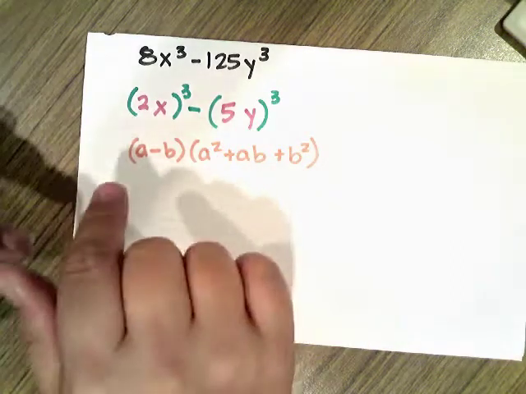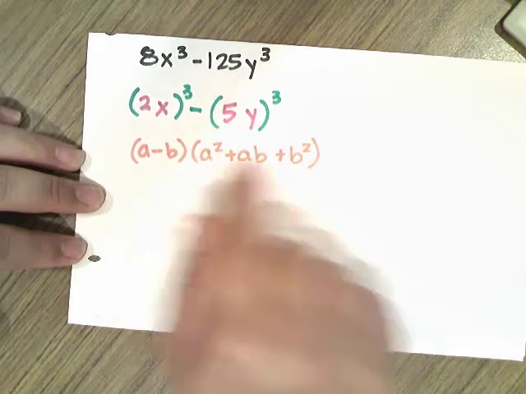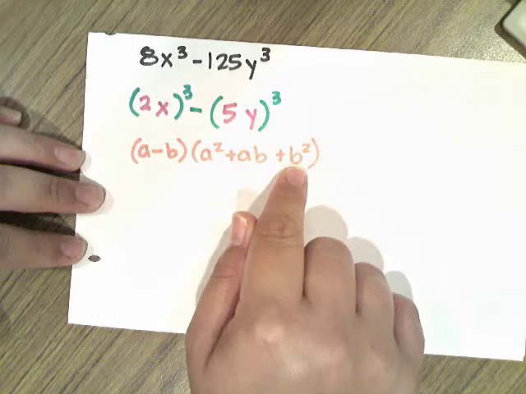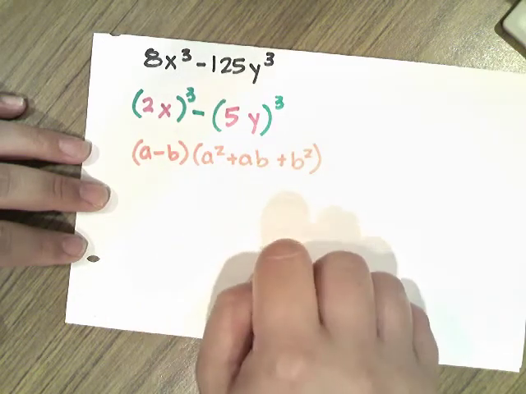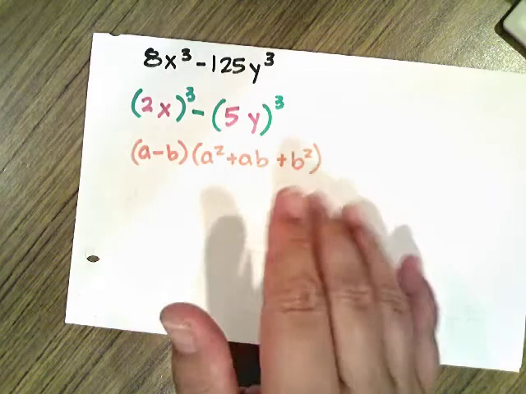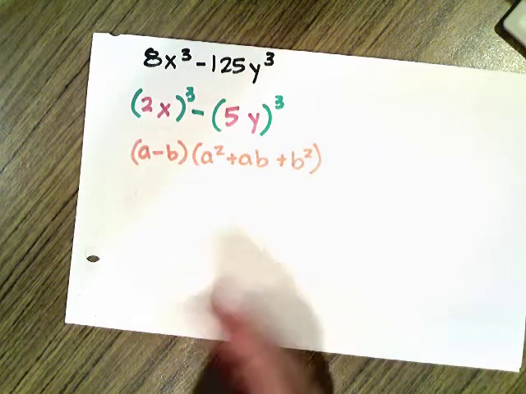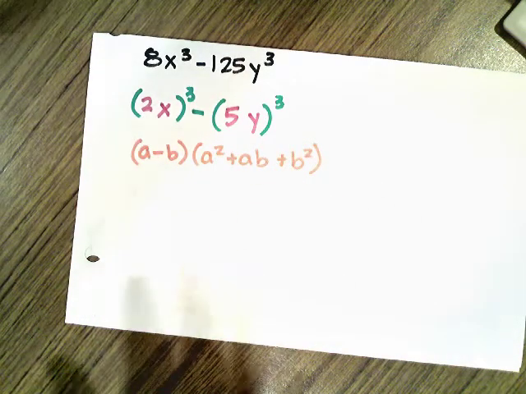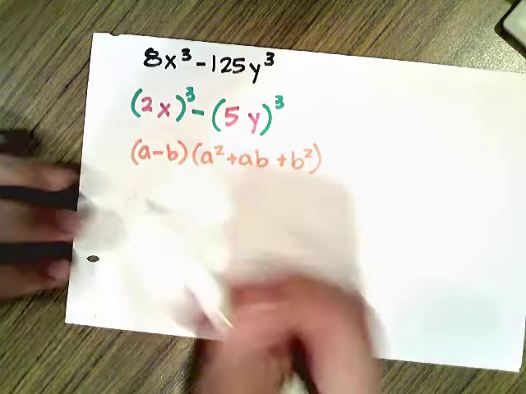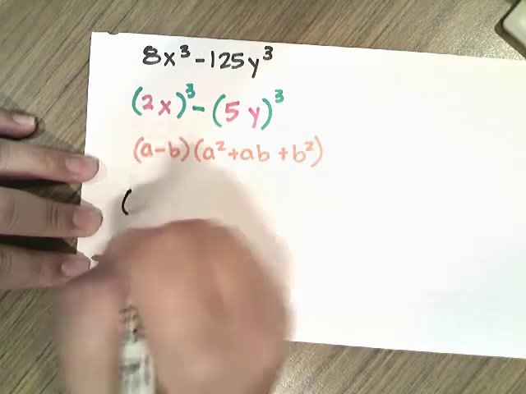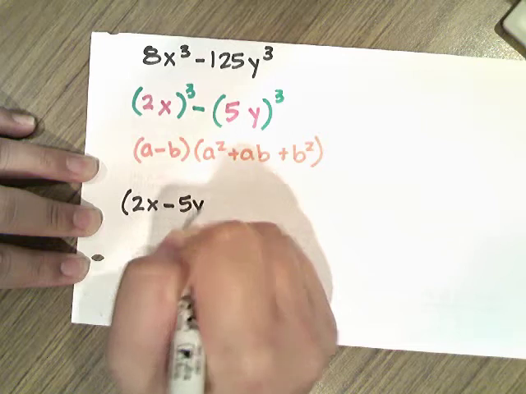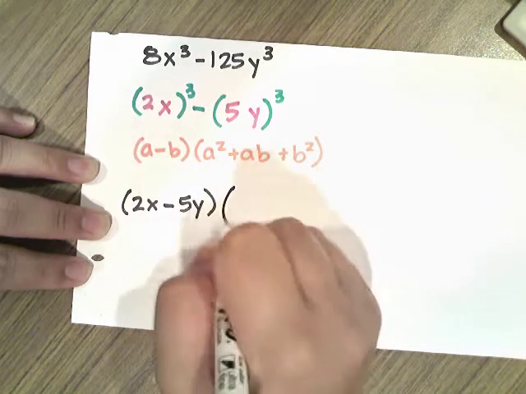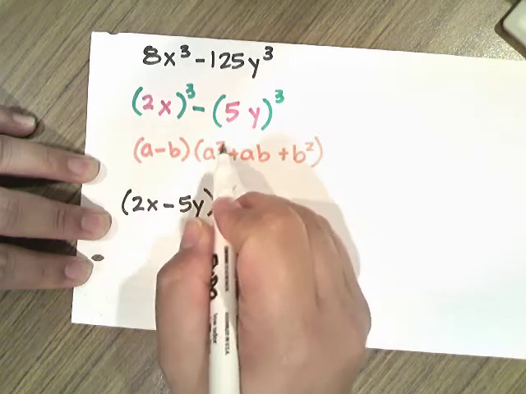And we have to be really careful with this when we get the a squared and the b squared because we're often tempted just to write 2x squared and it looks like only the x is squared instead of the whole thing. So we got to be, again, really careful. So here we have 2x minus 5y. That's easy enough. And then for the second part, we have a squared.